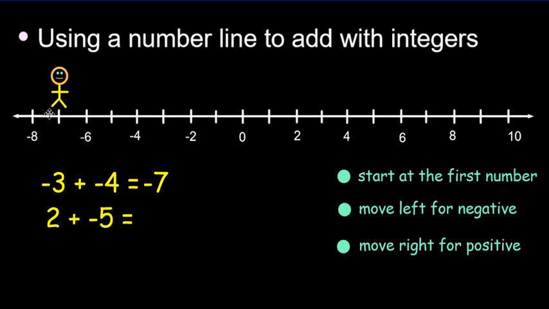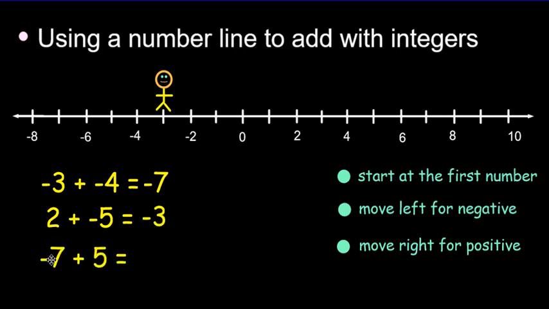Our next one, we're going to start at the first number. So start at 2. Boom. And a -5 tells us move to the left if it's negative. So I'm going to move to the left 5 units. 1, 2 units brings me back to 0. And 3, 4, 5 units to the left ends at -3, so my answer is -3.